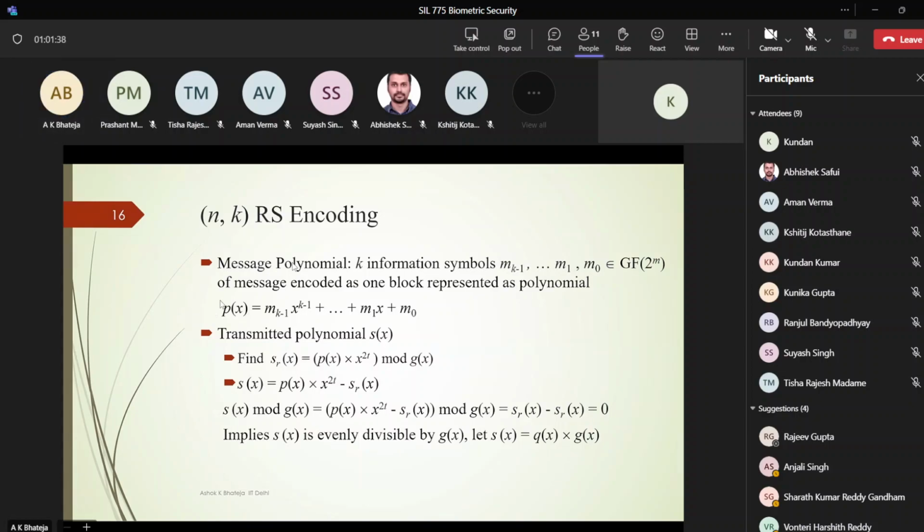So SR(x). The point here is that if you divide S(x) by g(x) and find the remainder, it will be 0 if everything is correct. Otherwise, it will not be 0. So you can easily check whether it has been corrupted or not through transmission. The way is to divide whatever you have received by g(x) and find the remainder. If the remainder is 0, it means it is not corrupted, and if the remainder is not equal to 0, it means it is corrupted.